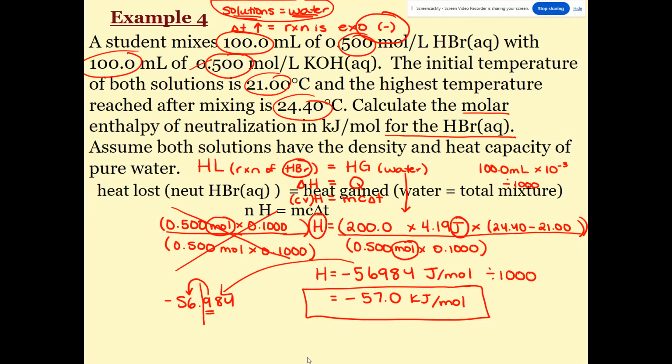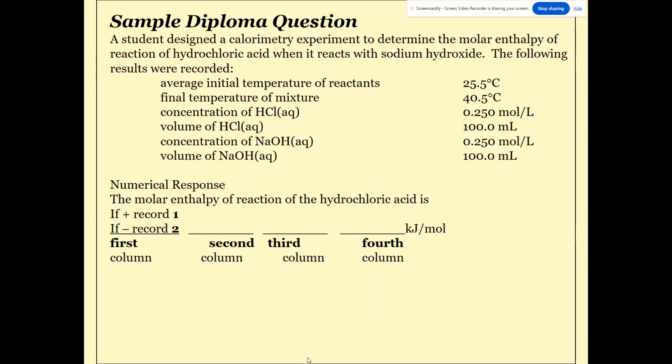Let's look at a sample diploma question. This is a numerical response question. So we are told we have a calorimetry experiment. That's always nice to know for our setup. But again, you know it's calorimetry if you have reacting substances, solutions specifically, which can act as water. So you have reacting substances and water, essentially. This is a solution calorimetry question. You have solutions being mixed, initial and final temperatures.